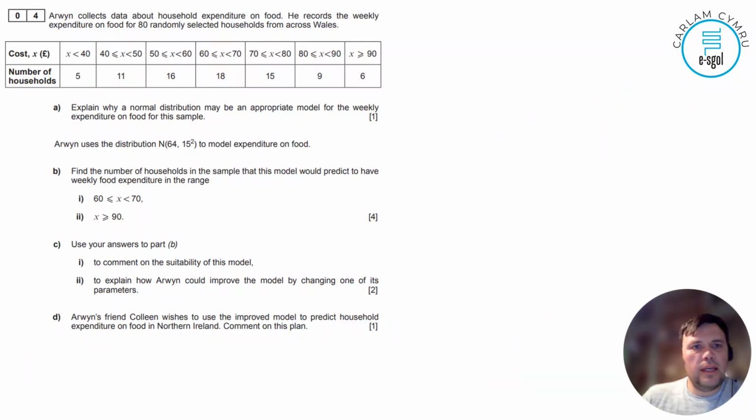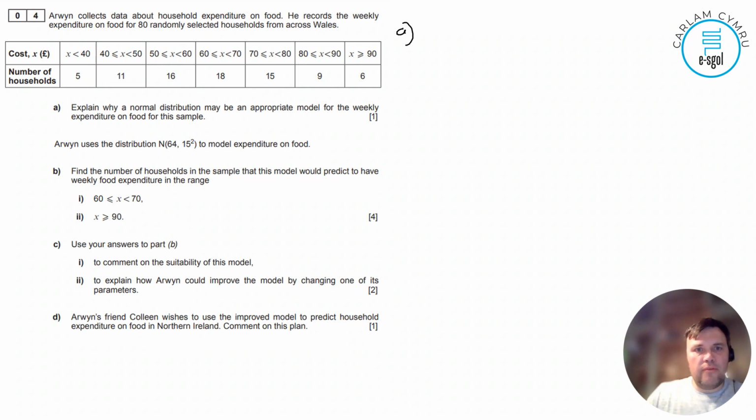Okay, let's get on to our first question. This is the GCSE question, and then we'll work through it. So we have Arwen collects data about household expenditure on food. It records the weekly expenditure on food for 80 randomly selected households from across Wales. You can see there is the cost along the top and then the number of households underneath it as a frequency. Explain why a normal distribution may be an appropriate model for the weekly expenditure for food of this sample. So if I put A there.